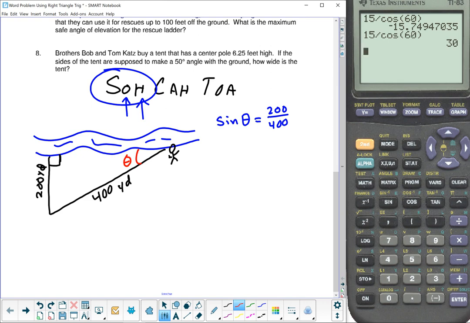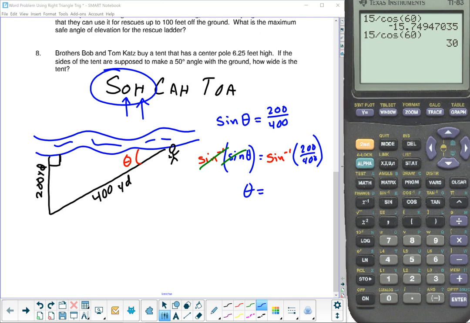So in order for that to work, we need to inverse sine both sides of the equation. So inverse sine of sine theta equals inverse sine of 200 over 400. And yes, you can reduce 200 and 400, but I'm lazy, so I'm just going to leave it alone. When you inverse sine a sine, you will be left with the angle.